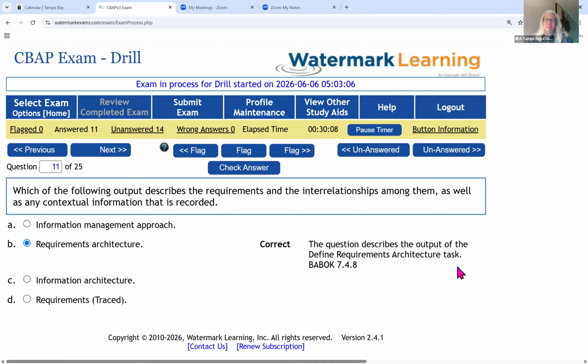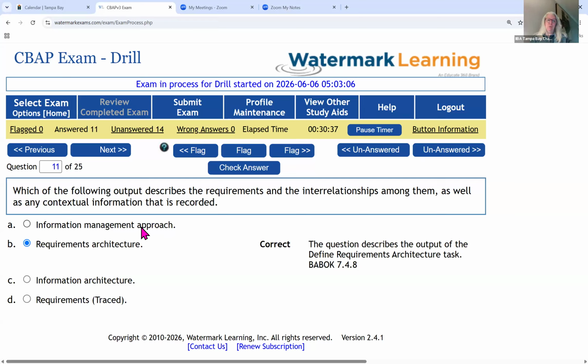Good job. So this question describes the output of the define requirements architecture task, which is requirements architecture, and it includes the requirements and the interrelationships among them. Interrelationships in this case are, for instance, you've got to build the menu before you can populate the menu. You've got to build the web page before you can build the menu, right? You've got dependencies, you've got relationships between those.